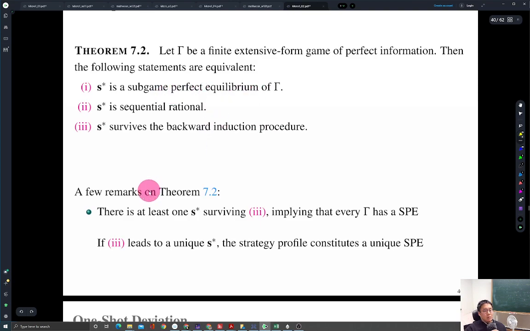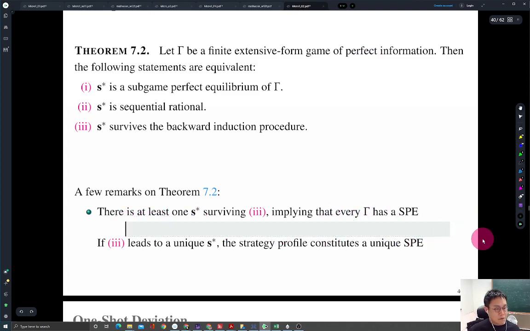So to summarize, there is at least one strategy profile surviving the backward induction procedure. And by this theorem, we know that it is a subgame perfect equilibrium. So that ensures the existence of subgame perfect equilibrium in this extensive form game. So every Gamma has an SPE.